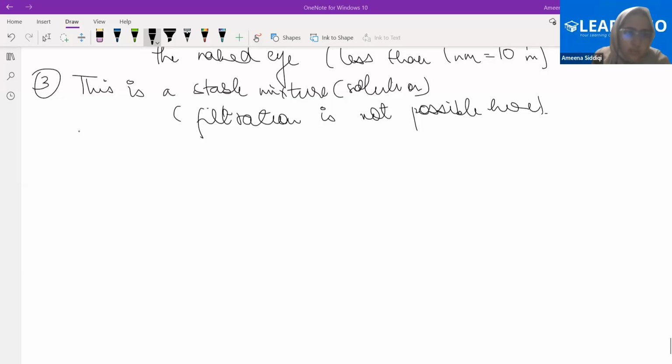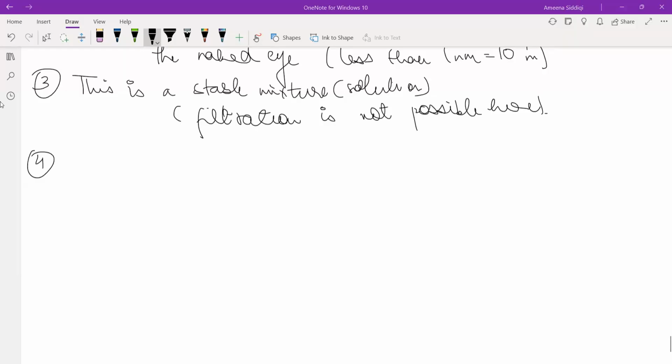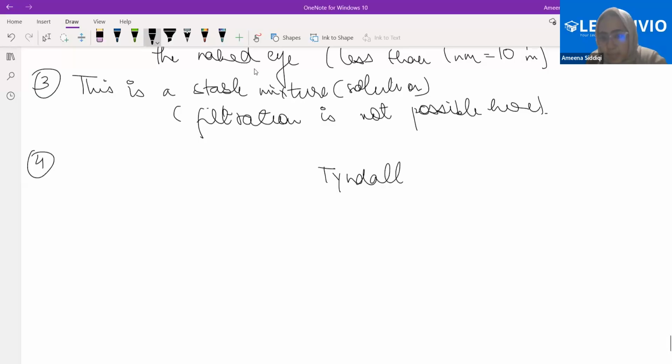So the 4th point, what is the 4th point? We have to discuss a very important effect which is called the Tyndall effect. So first we will discuss the Tyndall effect. Sorry. So the 4th point is we have to discuss the effect which is Tyndall effect. What is Tyndall effect? Any idea?